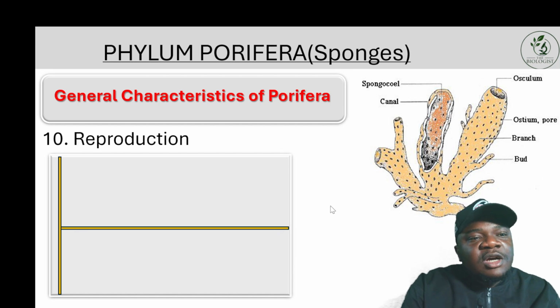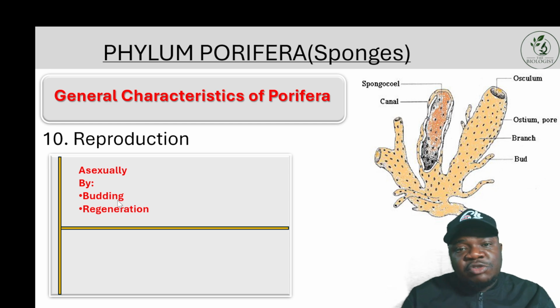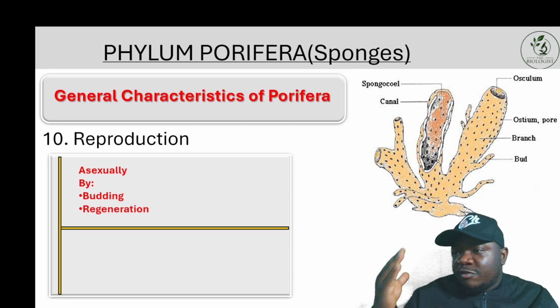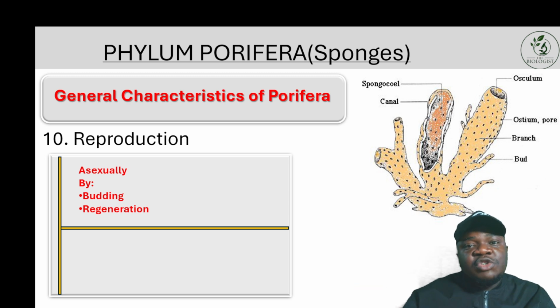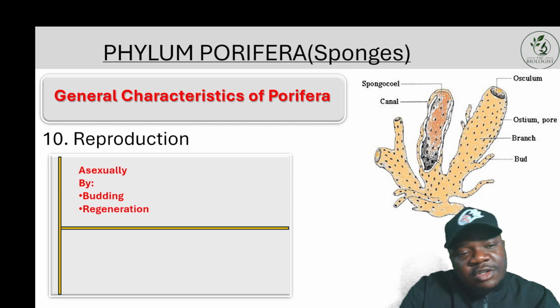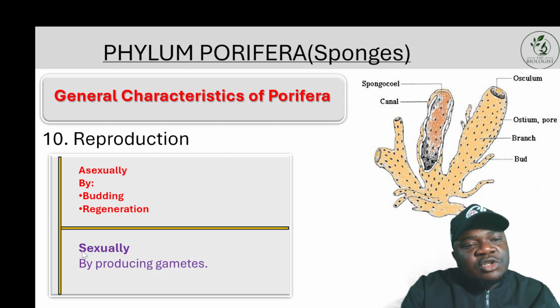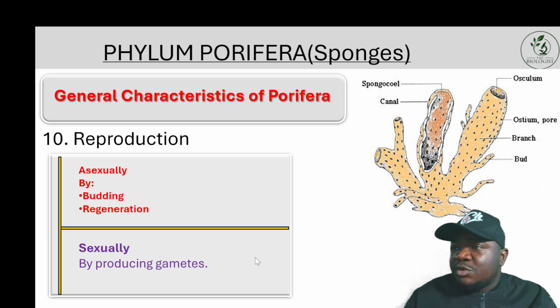Okay. In terms of reproduction, they carry out asexual reproduction by budding and regeneration. Regeneration means if a part of the body is destroyed, they regenerate it again. While budding, they can split into two to give rise to a new organism. Budding is very important; it's very common in Hydra. They also undergo sexual reproduction by producing gametes. So reproduction is both sexual and asexual.